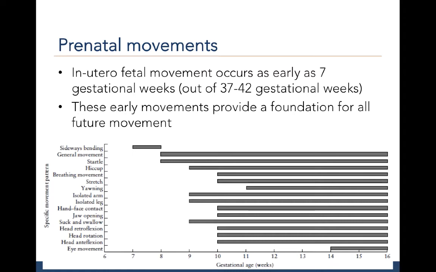The term general movements may be used because at this point in fetal development, it may be difficult to isolate specific limbs or body parts. At 9 weeks, we see hiccups, isolated arm and leg movements, and sucking or swallowing movements. At 10 weeks, we see breathing movements, stretching movements, hand-to-face movements, jaw opening, head retroflexion, rotation, and anteflexion. At 11 weeks, we see yawning. The last movements to be observed are eye movements, which occur around 14 gestational weeks.